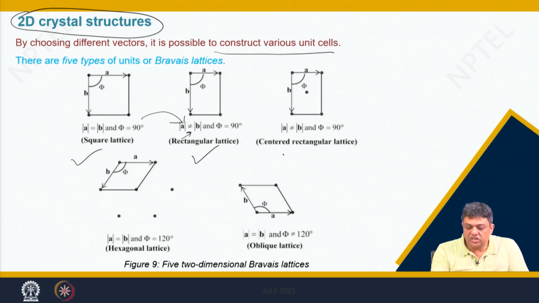You have a centered rectangle lattice, where we have added an atom at the body center, that is, at the center. Then you can have a hexagonal lattice or you can have an oblique lattice. So, you can have different combinations of A, B and the angle.